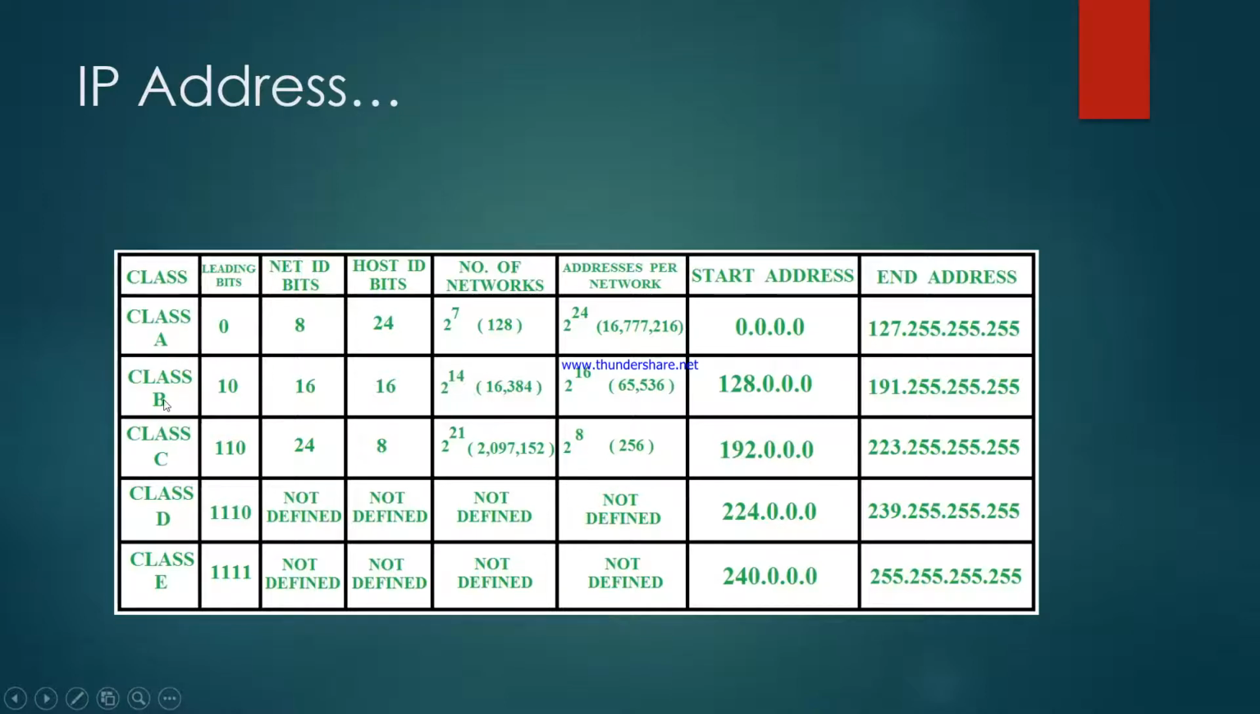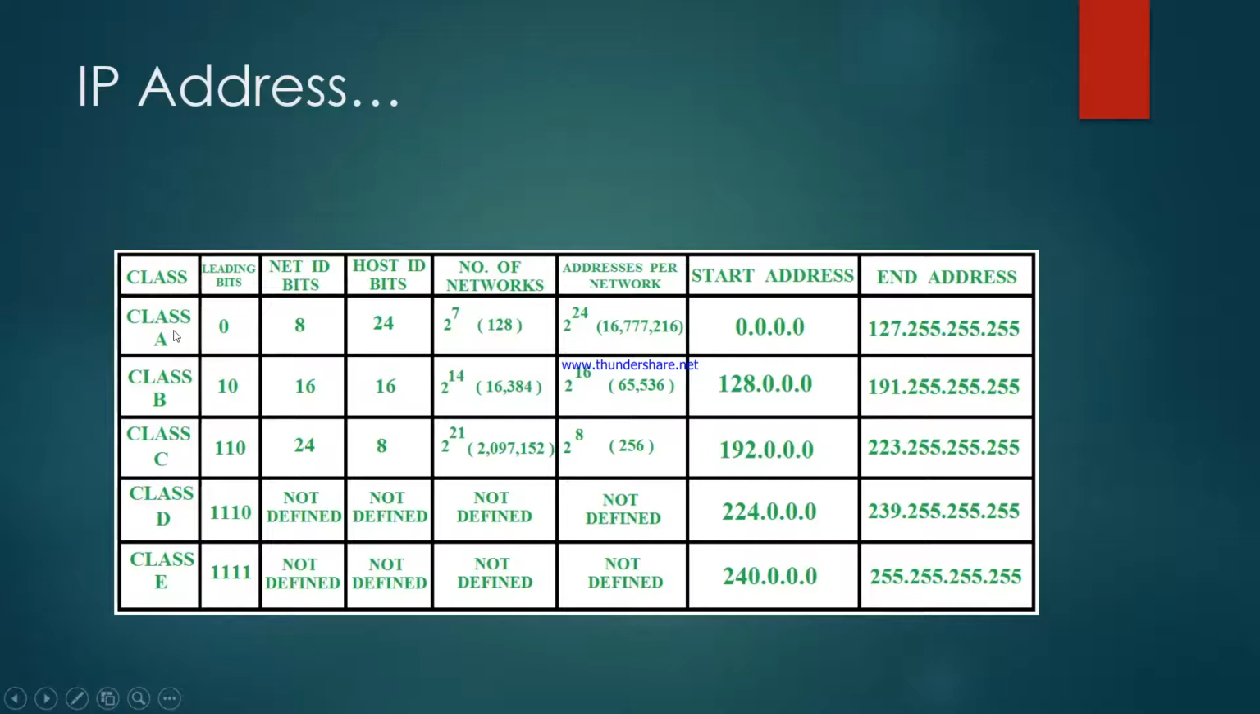Similarly, the class B IP address range is from 128 to 191. The class C IP address range starts from 192 to 223. The class D IP address range starts from 224 till 239. Similarly, for class E IP addresses, the start address is 240 and the end address is 255.